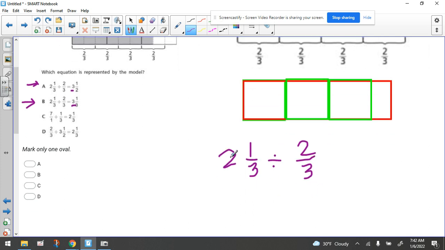Step 1 would be to change this into an improper fraction. We do that by multiplying this times this, which would be 6. Add in the 1, which would be 7. We apply keep, change, flip. So we're going to change this to multiplication. We'll flip this to its reciprocal, so that becomes 3/2. We'll take advantage of the pre-reduced opportunity we have right here. We can divide by 3 and get 1. And now we can't do anything here as far as reducing. So 7 times 1 would give us 7. And 1 times 2 would give us 2.